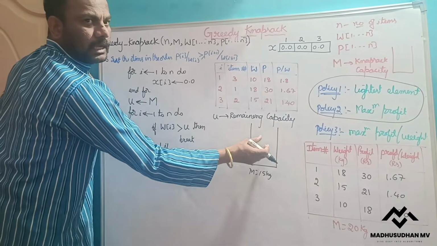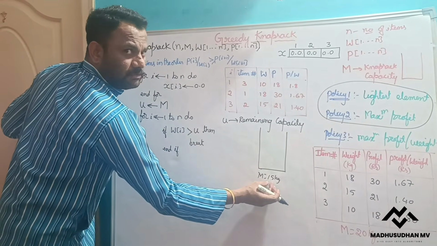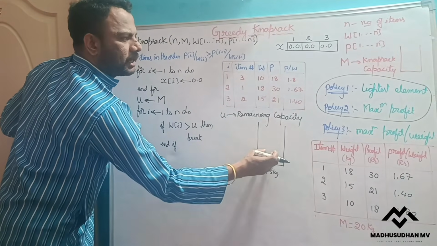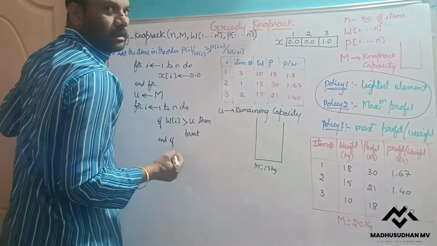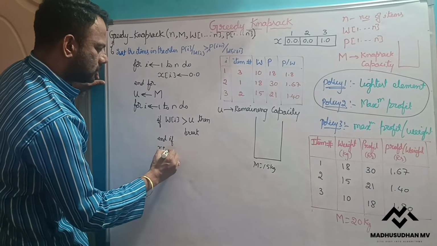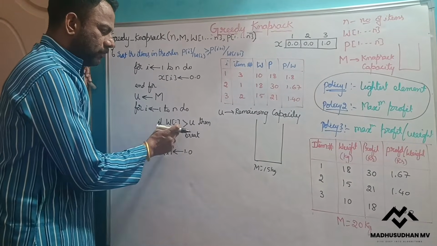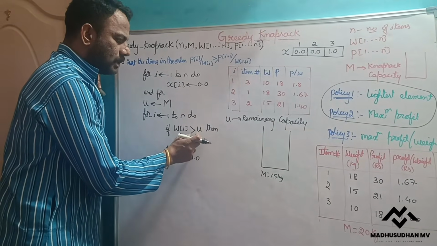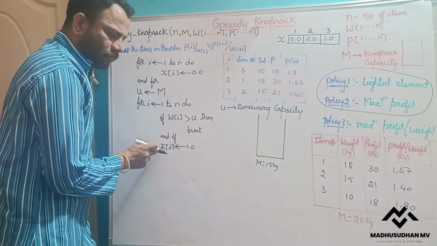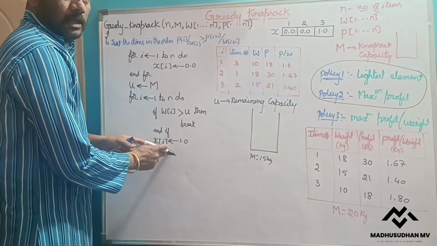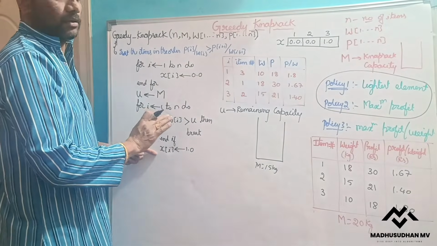So now I can take this object and fill it. Since the weight is 10 kg and the remaining is 15 kg, I can take the complete item. That means I have to make this item's entry 1, so x of I should be equal to 1. When the weight of the object is greater, you come inside; if the condition is false, it comes out of the if block. Not greater means either less than or equal to.